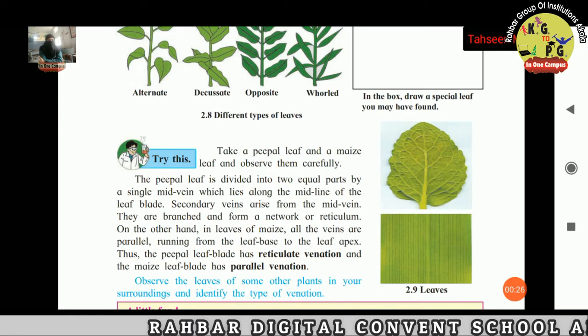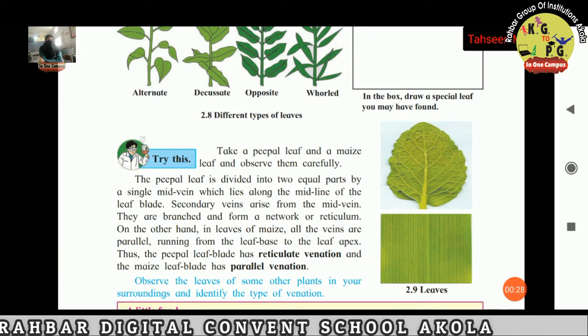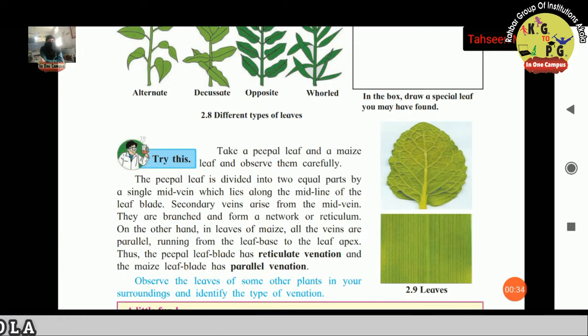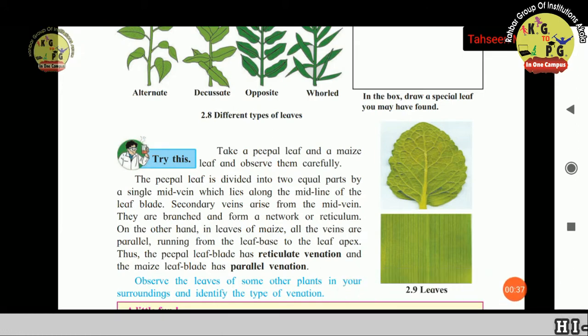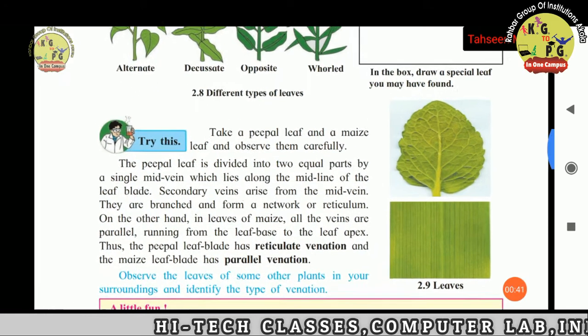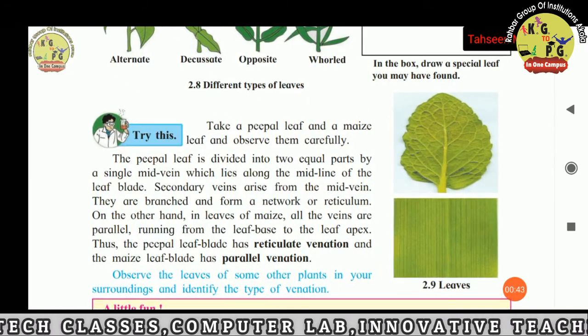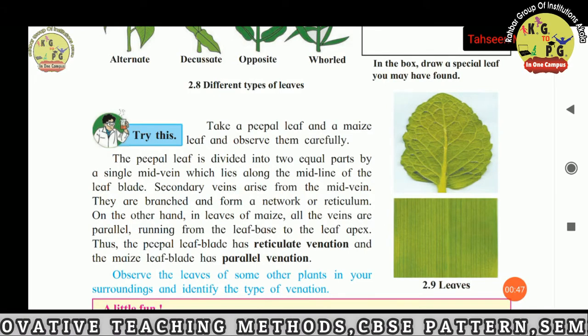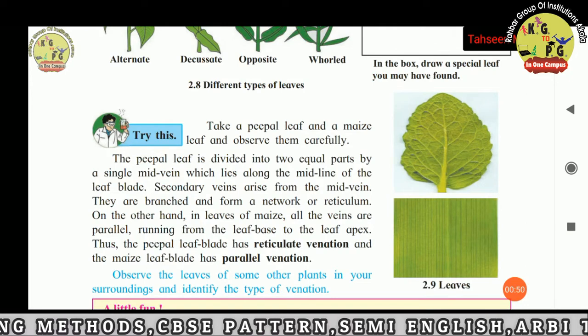Now I am going to teach you lesson number 2 of Standard 7th, Plant Structure and their Function. Try this. Here is an activity for you.